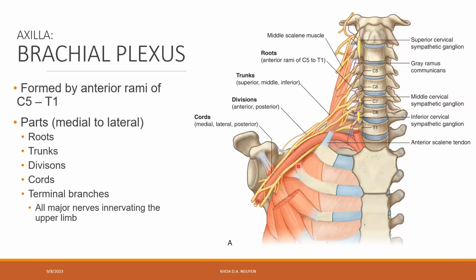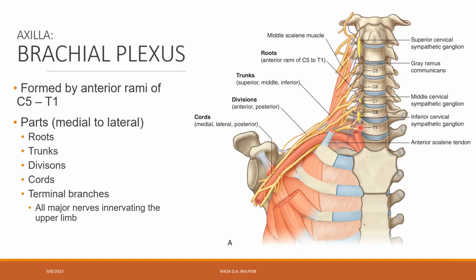The brachial plexus is an important bundle of nerves that passes through the axillary fossa and gives innervation to both the skin, which is cutaneous innervation, as well as the muscles of the upper limb. So this brachial plexus is pretty important. Now, the brachial plexus is formed by the anterior rami of the spinal nerves from C5 to T1, which is basically from here to here.